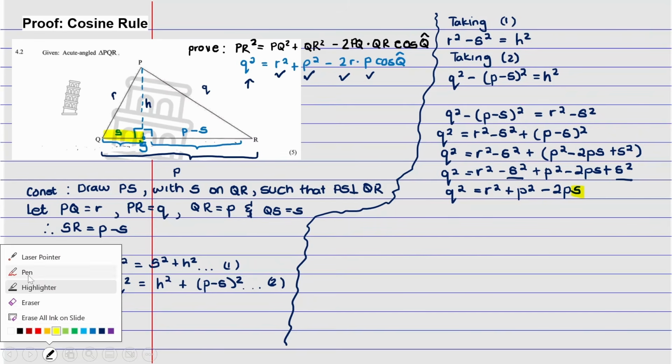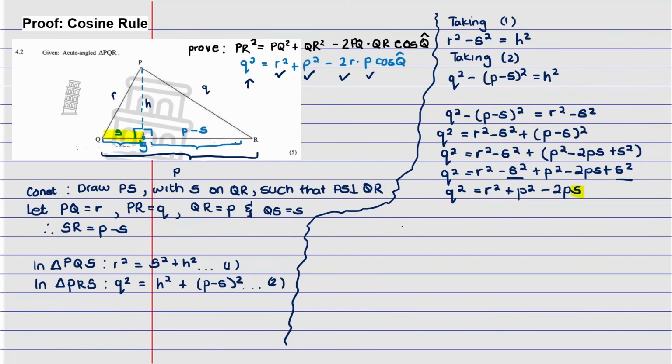So we know the following. We know the fact that cos Q is basically equals to adjacent, and the adjacent is S divided by what? Divided by R, which is the hypotenuse. So making S the subject, this is the same as R cos Q is equals to S. So we're going to substitute this S by that.